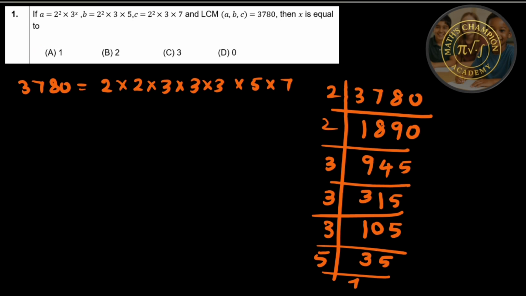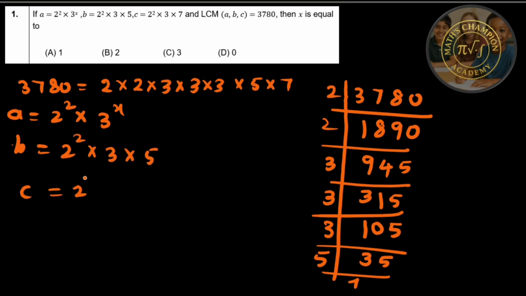Now find the LCM of A, B, C. How much are we getting? A is given as 2 square into 3 power x. B is given as 2 square into 3 into 5. C is given as 2 square into 3 into 7.